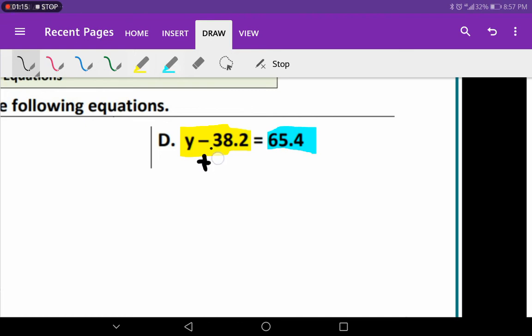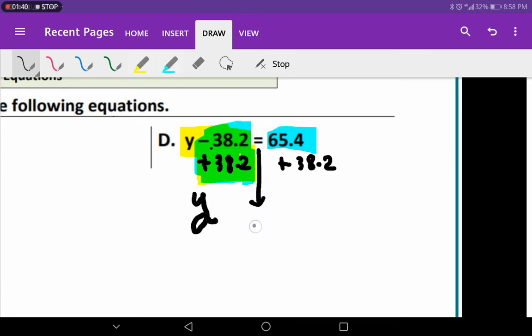So plus 38.2 here and plus 38.2 here. So in the left side, this part will be eliminated and the y coming down and happy. The y coming down and happy, and I drop the equal sign here and wait to see what will happen in the right side. In the right side I have 65.4 plus 38.2. I can add it here.